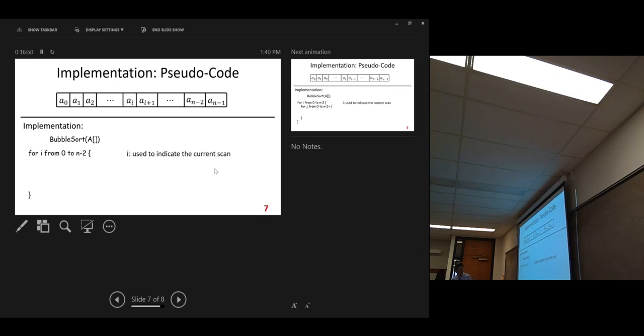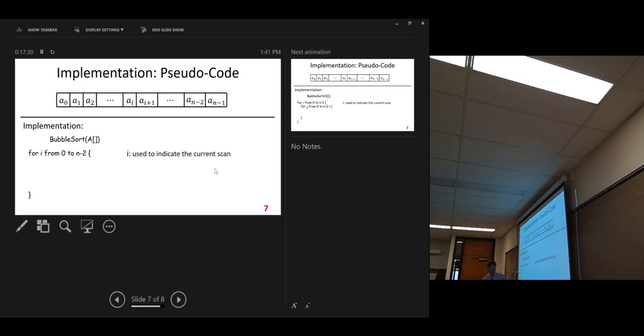I is used to indicate the current scan. Every time you do a scan, your i moves from 0 to n minus 2. This i corresponds to your scan number. The first scan, you choose i equals 0. Second scan, you choose i equals 1, and so on. So you do n minus 1 scans.